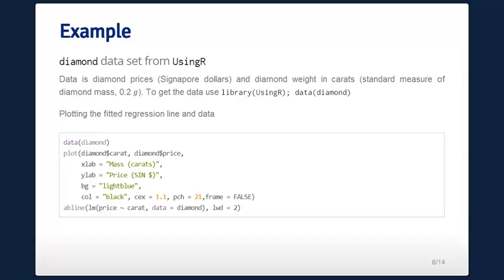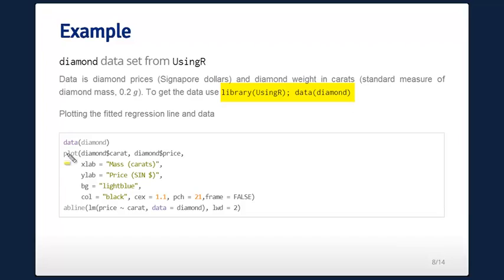So here's a nice data set to play around with, the diamond data set from using R. It's the diamond prices in Singapore dollars versus diamond weight in carats. Carats is a standard measure of diamond mass. I guess I didn't know this, but it's 0.2 grams. You can use library(UsingR) and data(diamond) to get the data set.